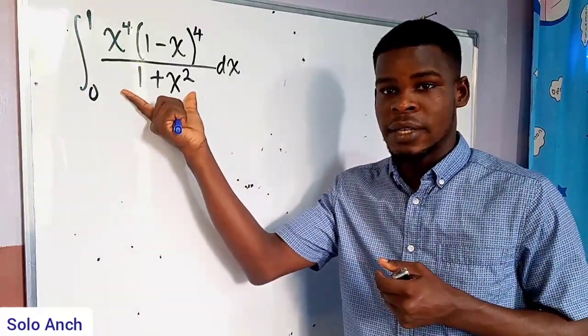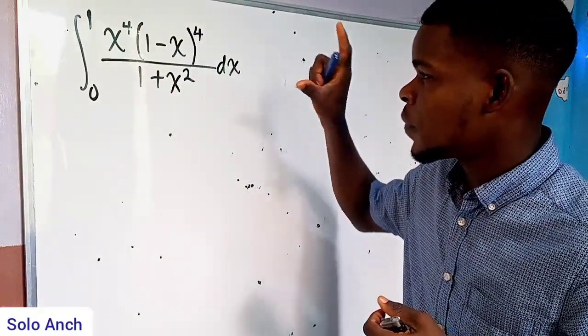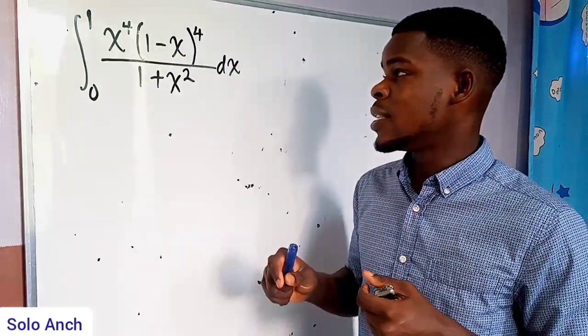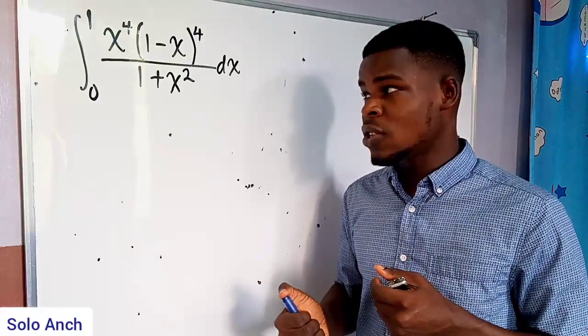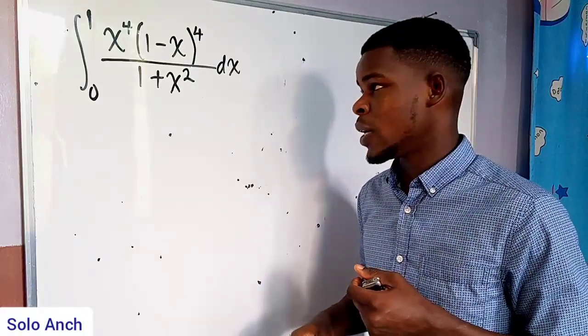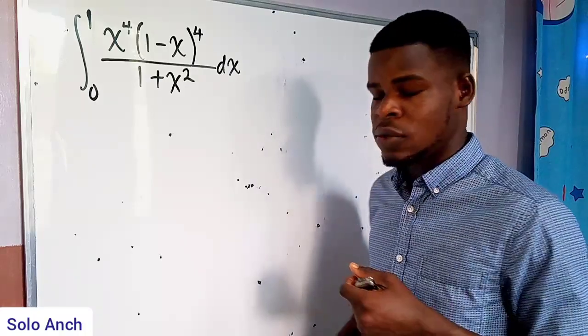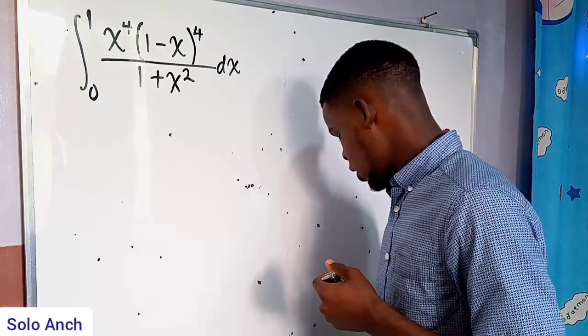So you notice that this integrand, that is the function we want to integrate, is an improper fraction. The reason is because the degree of x in the numerator, or that is the degree of the numerator, is not less than the degree of the denominator, right? So it is an improper fraction, and because of that, we want to rewrite it as a mixed fraction. So this is how we would do.